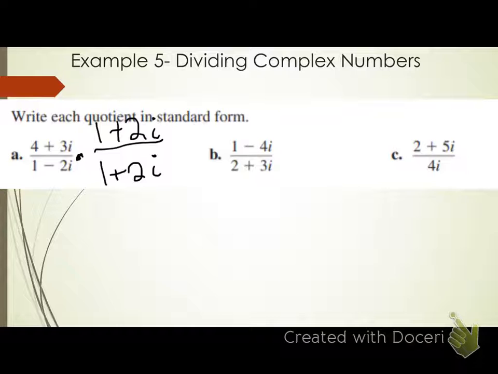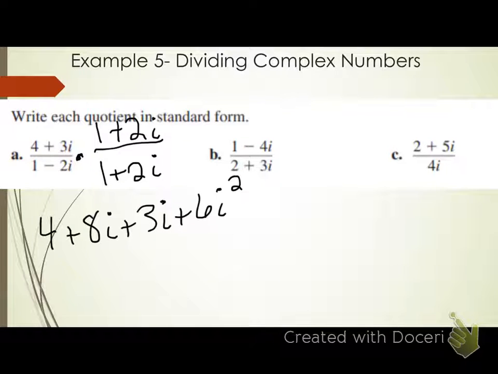And then all I do from there is I FOIL the numerators. So 4 times 1 gives me 4. 4 times 2i gives me 8i. 3i times 1 gives me 3i. And then 3i times 2i gives me 6i squared, or we can just say minus 6, since i squared equals negative 1.